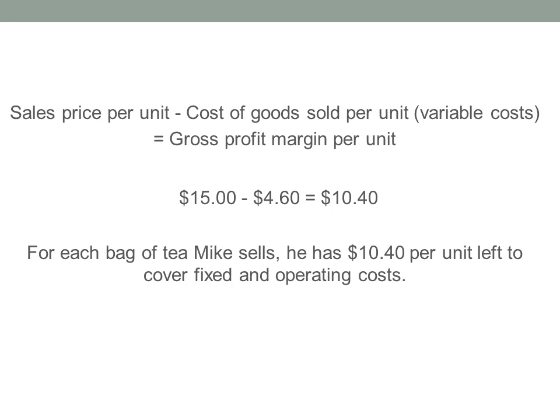So Mike sells each bag of tea for $15, so there's our selling price per unit, and estimates that it costs on average about $4.60 to make each bag. That's our variable cost. Therefore, his gross profit margin per unit is $10.40. And this is the amount that he's going to use to cover his fixed cost and his other operating expenses.